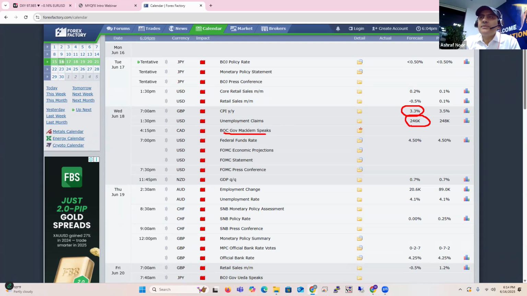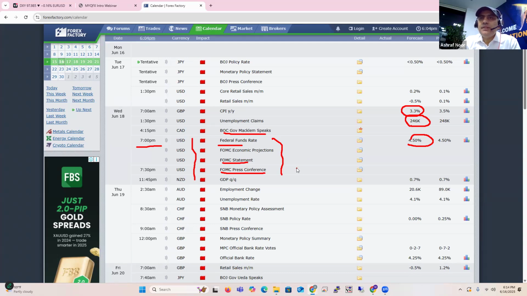Then we have a speech at 4:15 for the CAD. Then at 7 p.m. we have the federal funds rate, along with the FOMC statement and FOMC press conference. So on Wednesday, I'm expecting some big moves. We're going to look at the high time frame structure and how it aligns technically with the fundamentals, and then look for the opportunity. We'll discuss it once we look at the chart.